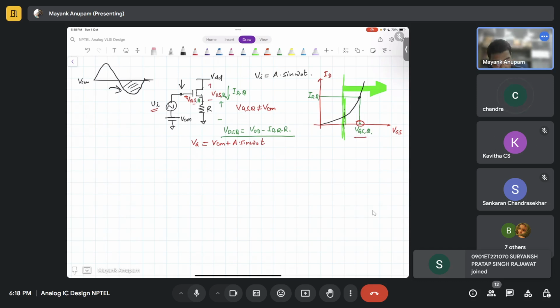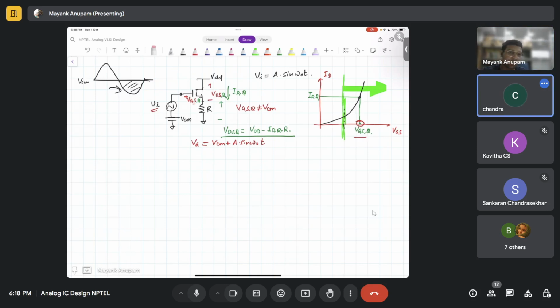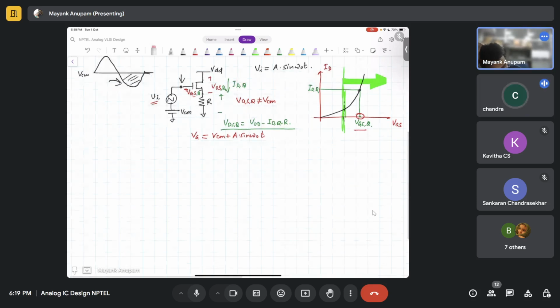So one thing is sure, right? When this node voltage is decreasing, what is happening to VDS? Drain is fixed here. Source is going down, so VDS is increasing, right? When VG is going down, this source voltage is also going down, but VDS is increasing, right?